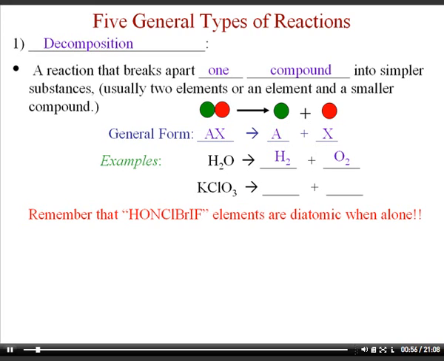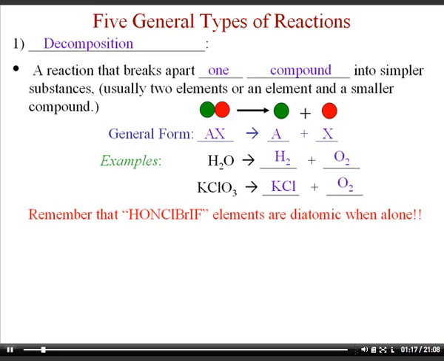In the next example, we have KClO3 breaking apart. And for this example, we need to have a metal and a nonmetal staying together on the right side of the yield sign. So we're going to have KCl staying together. K has a positive 1 charge, Cl has a negative 1 charge, so the formula for this compound is just KCl. That's potassium chloride. And then the oxygens are left over.